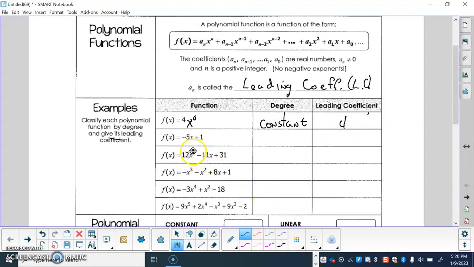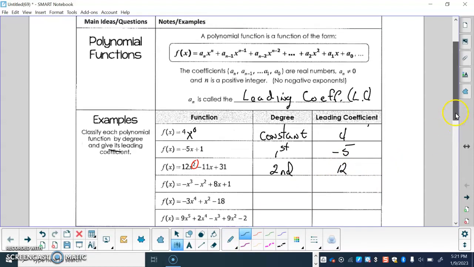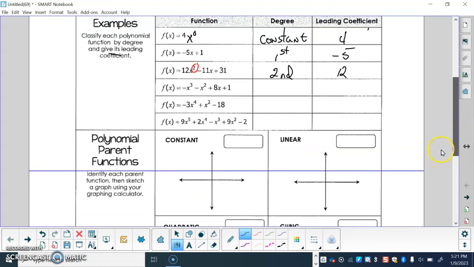Okay, now let's look at this one. The variable has a coefficient of 1. So this is first degree. And the leading coefficient is a -5. So that is a negative leading coefficient. Next one is, let's say, second degree, because it has a 2 up here on the exponent. I'll circle it for you. All right. And the leading coefficient is a positive 12. Understanding whether they're positive or negative is important, which you'll see a little bit later.